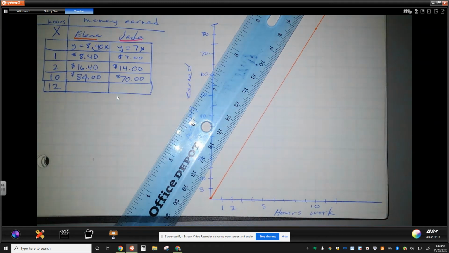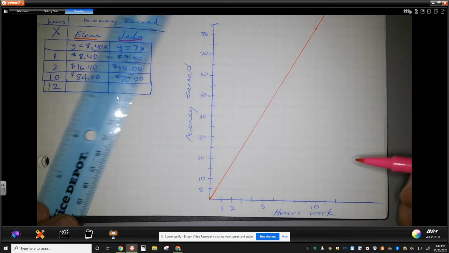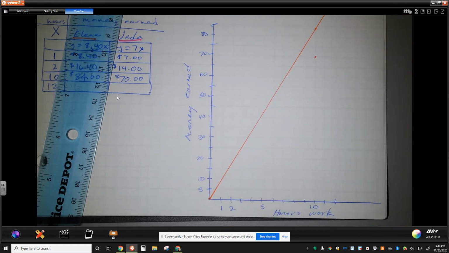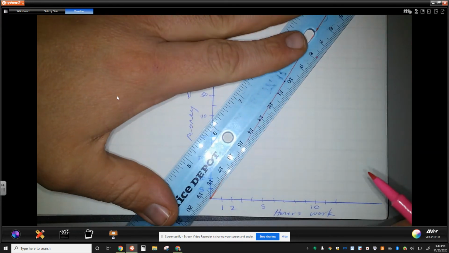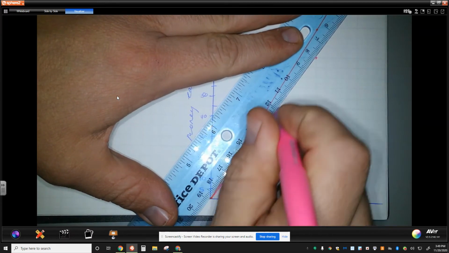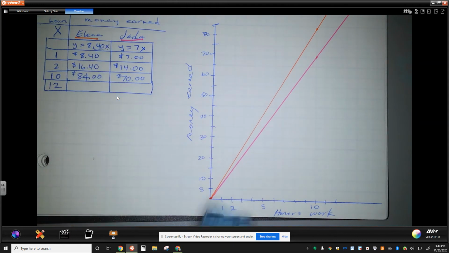And then let's put Jada's information in there. Thankfully, Jada's information is a little easier. 10 hours, $70, right there. So comparing the two of them, it's pretty clear who makes more money. It's pretty clear that Elena is making more money.